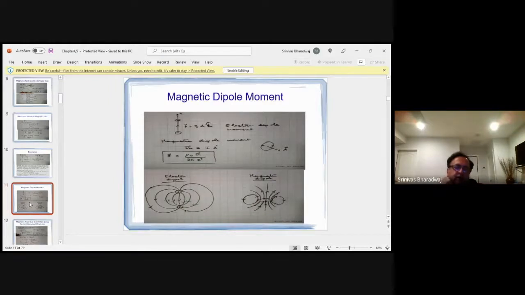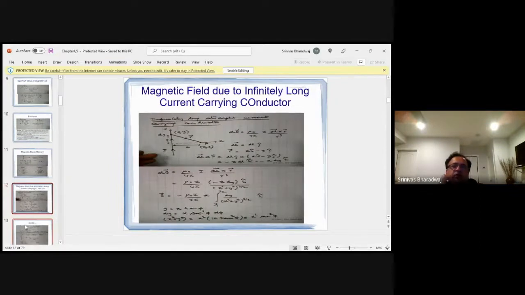When you have two equal and opposite charges in a field, then it experiences a torque, right? Torque is p cross E, like that. Here you have this other term, m. M is equal to I times A. Okay, so now, magnetic field due to an infinitely long current-carrying conductor.